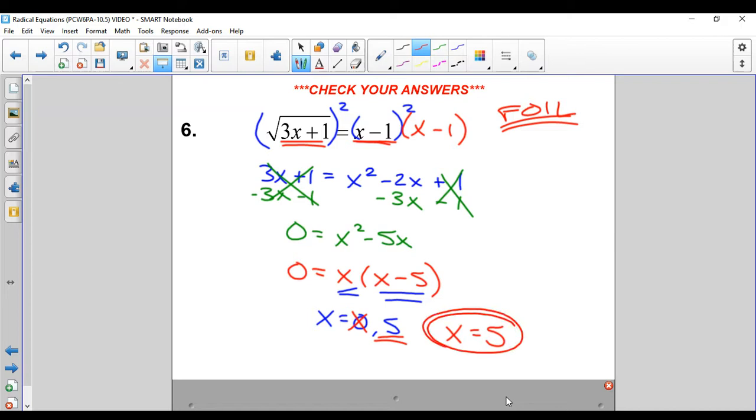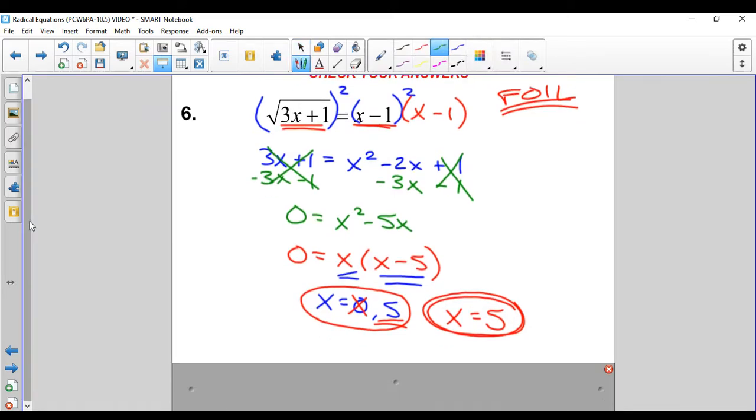Somehow let me know that 5 is your only solution that works, whether it's crossing out the 0 like I had there on the left portion, or rewriting it and telling me just x equals 5. I don't care which way you tell me. Just tell me there's only one answer of 5. Let's check out another one just like that one.